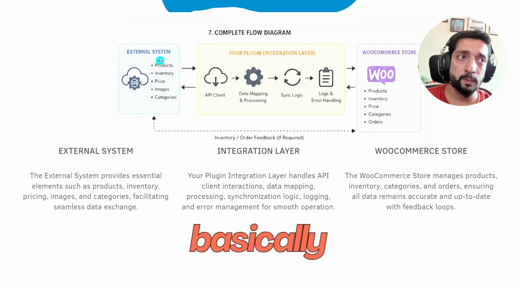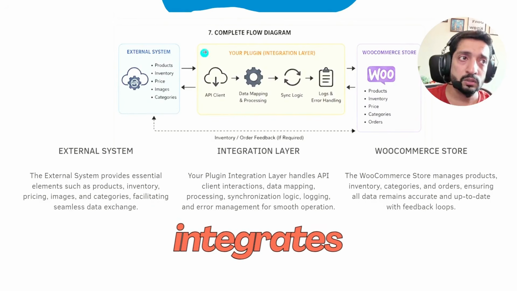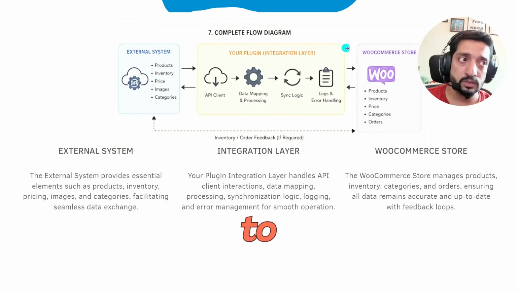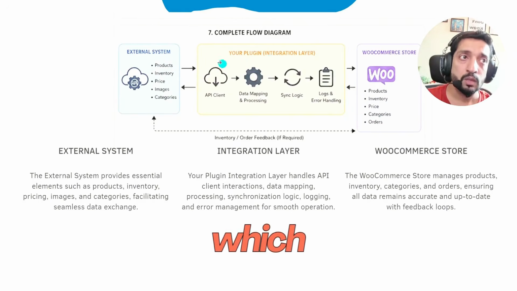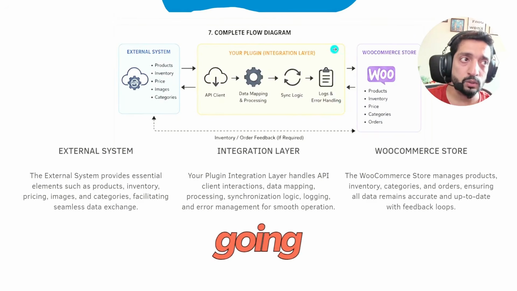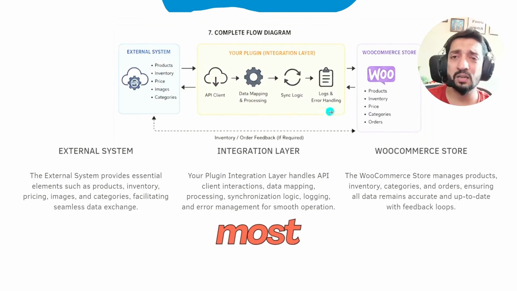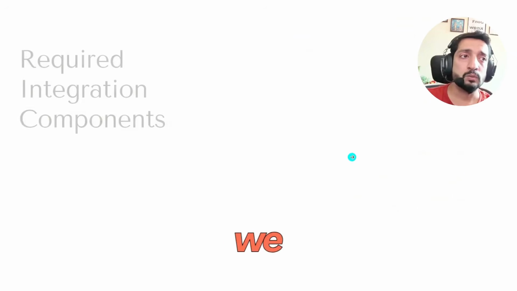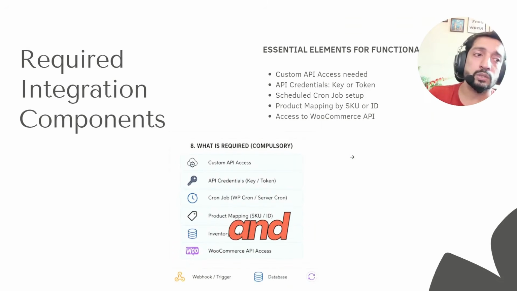So the external system basically integrates to our WooCommerce using a custom plugin, which is what you are going to build, the integration layer between the external system and the WooCommerce store. So we have this API client, data mapping, sync logic, logs, and error handling. These are the most basic things that we're going to need in our integration.